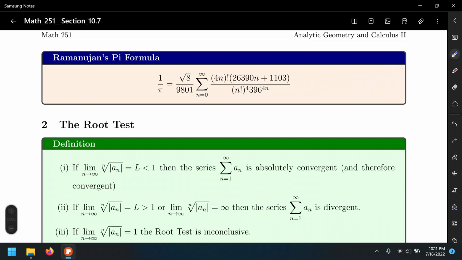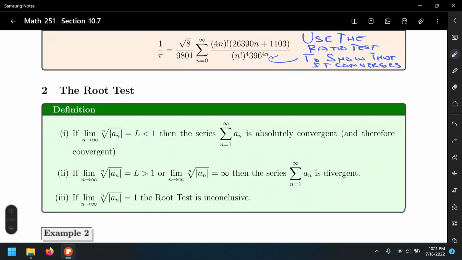All right, of course, if you want to challenge yourself, you can use the ratio test to show that it converges. And of course it has to converge because it adds up to a value, in this case 1 over pi. Alright, now let's go to the root test.